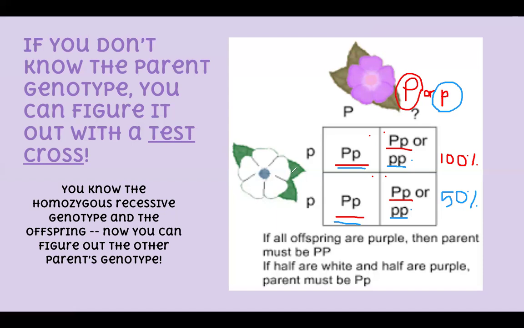So if you cross these two, observe all of the resulting offspring, all of the resulting flowers, and there are some that are purple and some that are white, well, then it has to be this genotype here. So this is how you would solve for a parent's genotype if you're not sure what it is. Run a test cross. Okay, this is just doing a Punnett square just a little bit backwards.